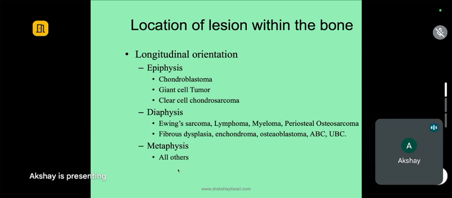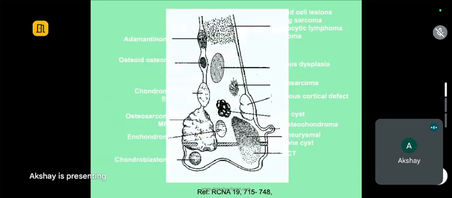Which is why I have written metaphysis all others. So most malignancies that you'll get will start in the metaphysis. They may go on to involve epiphysis or adjacent diaphysis. And there is no rigid rule. It's not as if osteosarcoma cannot happen in diaphysis. Similarly, Ewing sarcoma quite often is metaphyseal. But classically, epiphysis is GCT, diaphysis is Ewing sarcoma, and osteo and chondrosarcoma are metaphyseal.